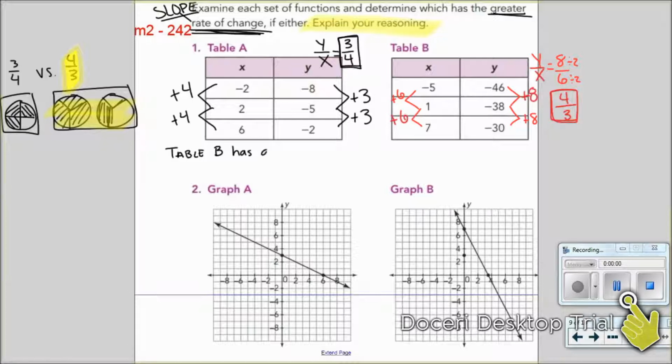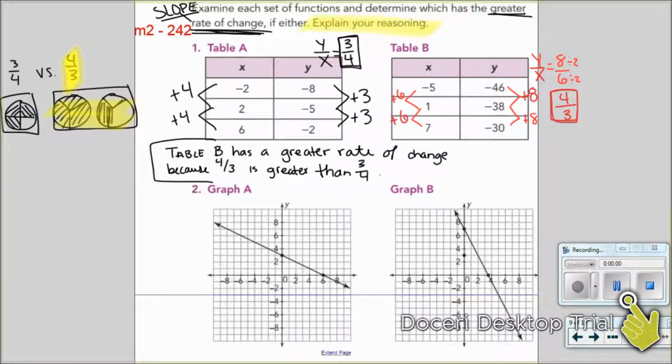Has a greater rate of change because, we want to explain this, because 4/3, remember that was our rate of change for the table, is greater than 3/4. So we're just comparing those, okay? And there's our final answer explanation that I want you to have.